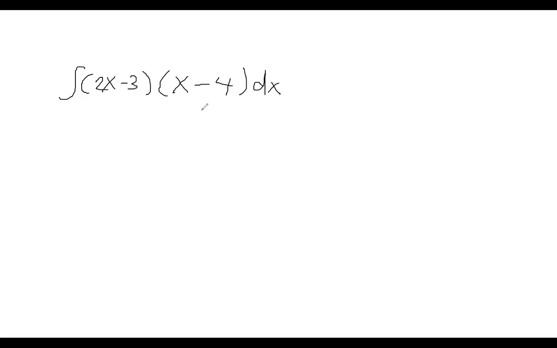Simply, we just have to multiply it using the FOIL method or in whichever way you want. So if we multiply it, we have 2x squared minus 11x plus 12. Enclose that in parentheses and then dx.